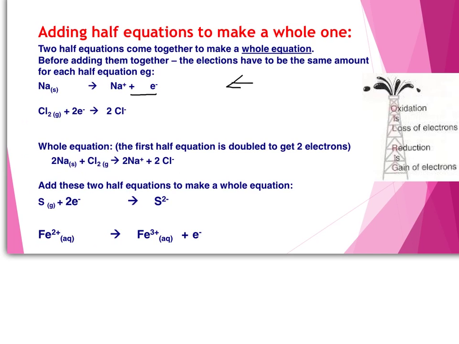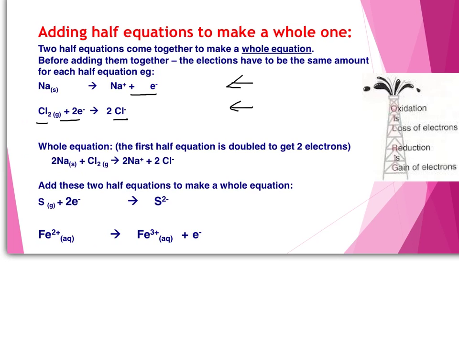Whereas on the second one, the chlorine, this is chlorine and this is chloride. Chlorine as an atom and chloride as an ion. We have gained electrons. They're added on the left. Because the electrons are added, we know that we've got reduction happening for that second half equation. So whenever you've got two half equations, one of them will have electrons on the right of the half equation and one of them will have the electrons on the left.